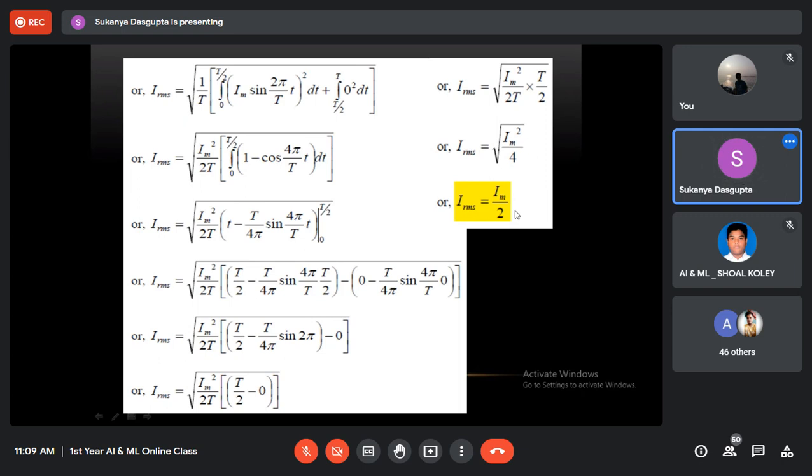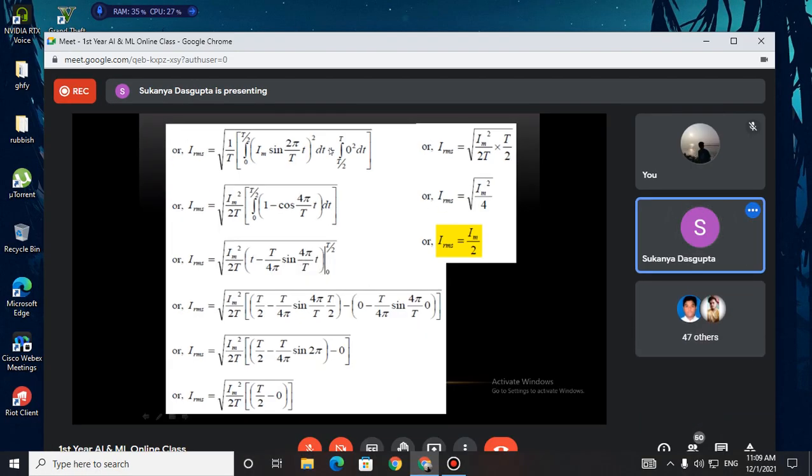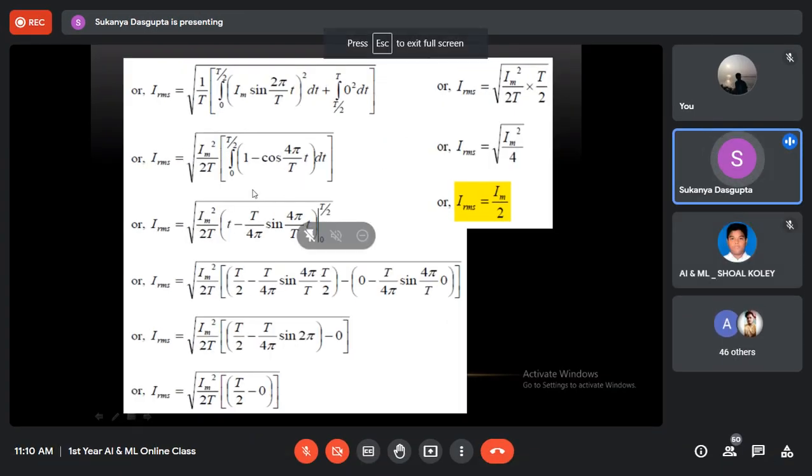It's simply I square sine square omega t. I square will be taken as common, so it's simply sine square omega t. Make it 2 sine square omega t, and then you represent that 2 sine square theta is 1 minus cos 2 theta. That's it. Then you do the integration.